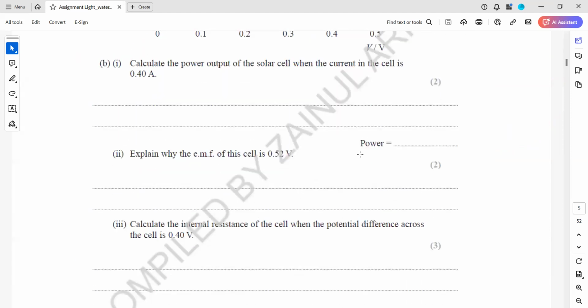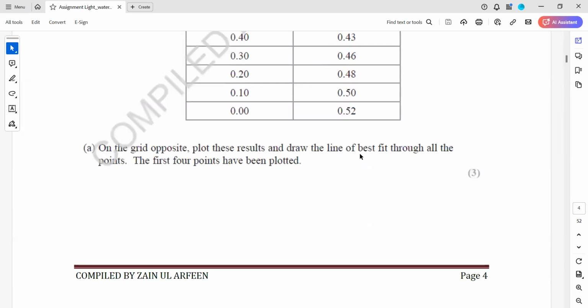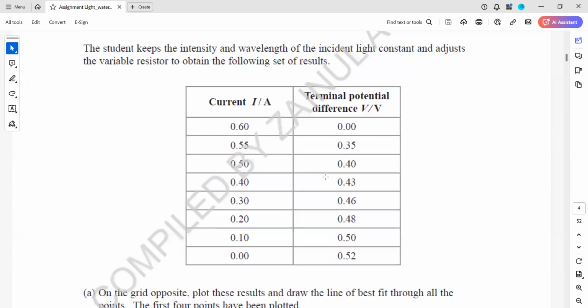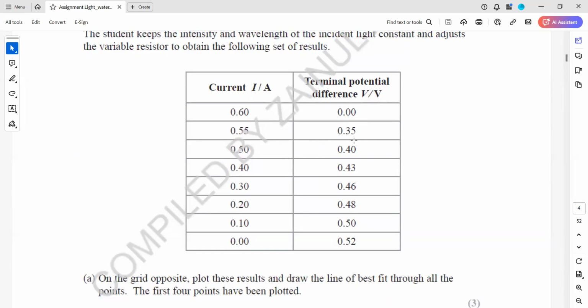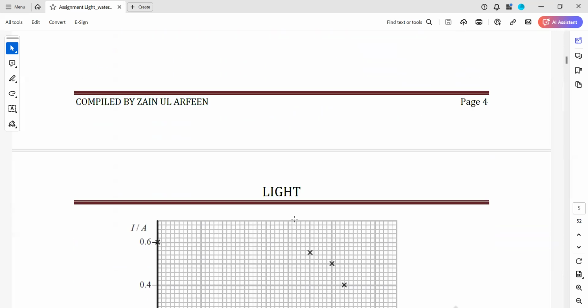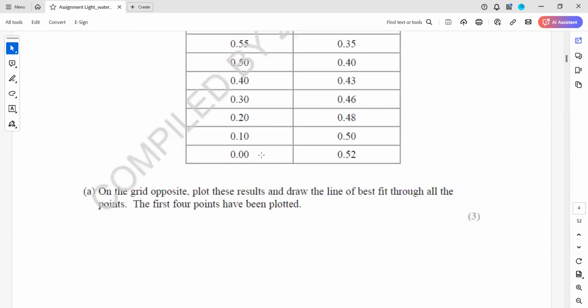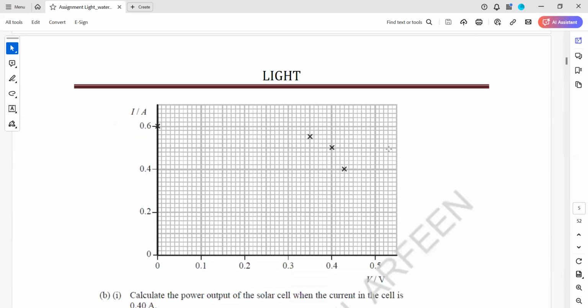Explain why the EMF of this cell is 0.52. In this case, when you plot the graph, for example, 0.55 and 0.35. And this is 0 and 0.52, which will be somewhere here. And other points are like this. So when we plot this, the shape of the graph will be like this.